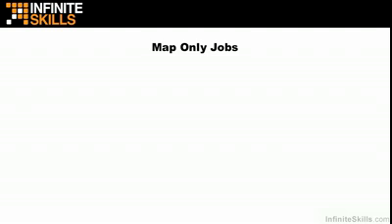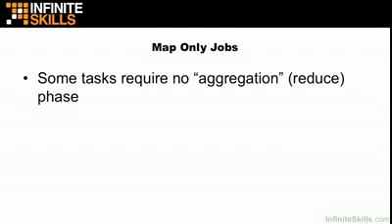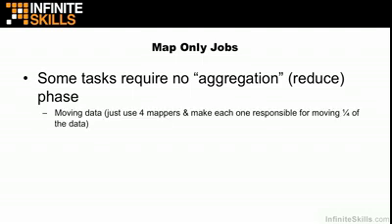As we said before, the reduce phase is optional. We can have map-only jobs. Some tasks, for example, require no aggregation or reducing. Some examples of where we might want to use a MapReduce job is when we're simply trying to move data. We may just want to take 4 mappers and make each one responsible for moving 1/4 of the total amount. This is exactly what Sqoop does, and in other decks, we talk about how Sqoop works. It basically uses a map-only job to go in and query the database and pull out maybe 1/4 for each of those mappers of our total data set.